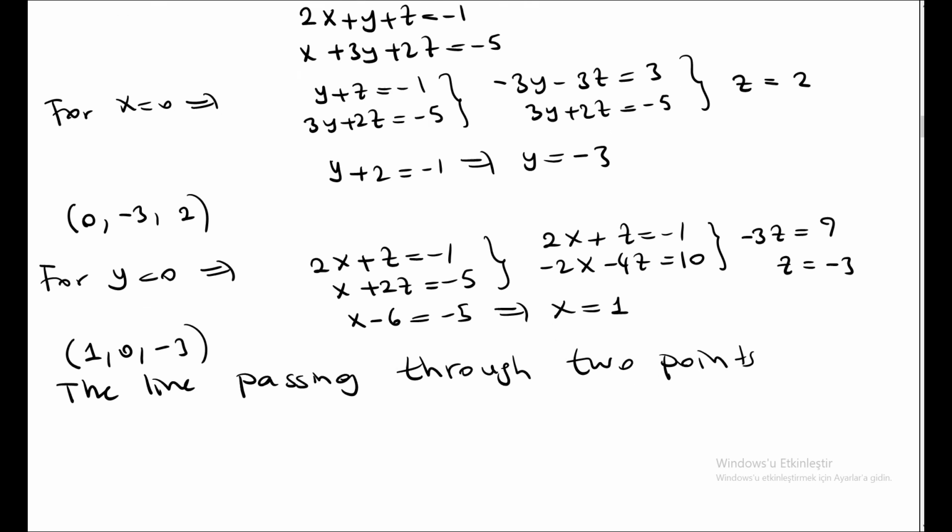So let me write this one. x minus 0, or 1 minus 0, is 1. y plus 3, and z minus 2 over negative 5. This is the line we are looking for.